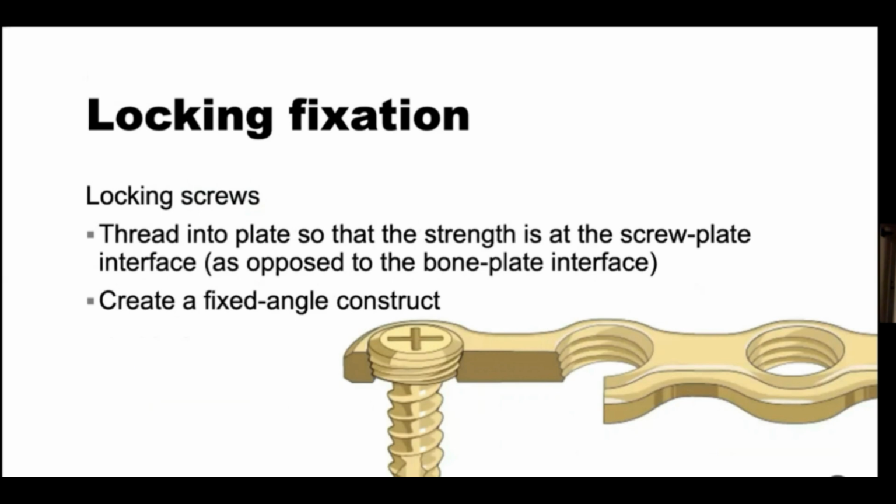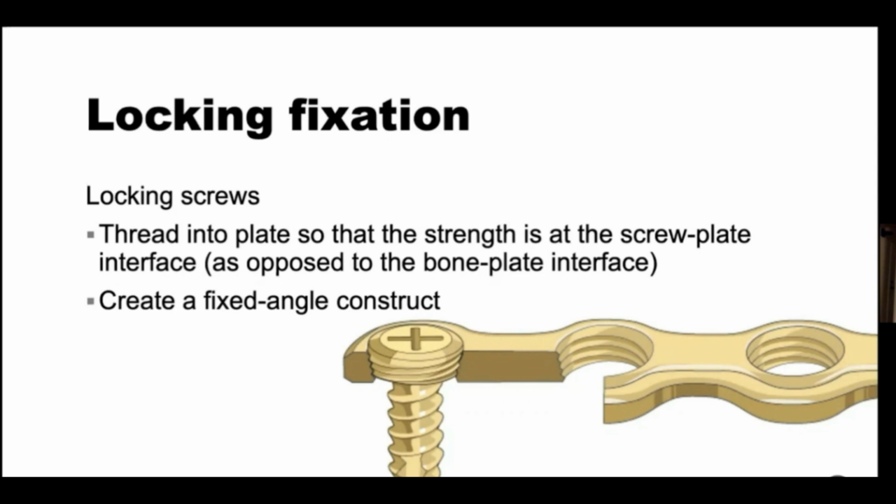You guys will hear when you're in the OR, like, oh, I want a locking screw, or we need a locking plate. And again, the locking plate and screw mechanism actually just refers to how the plates are machined. The plates are machined so that the screw heads actually thread into the plate. And this means that the strength is at the screw plate interface as opposed to the bone plate interface.